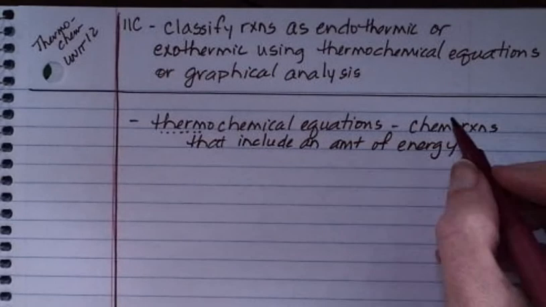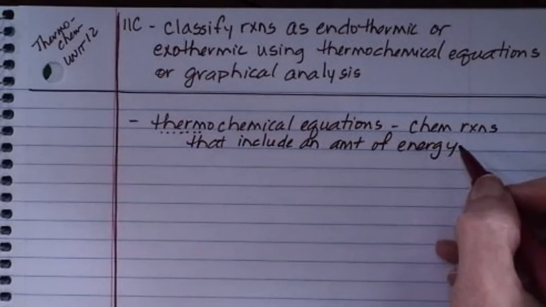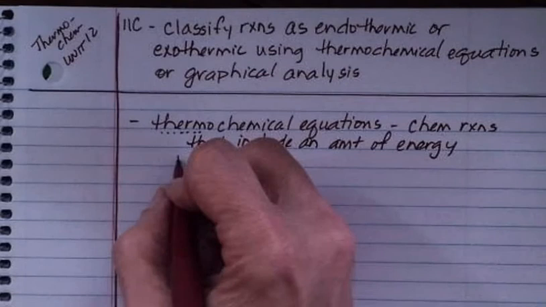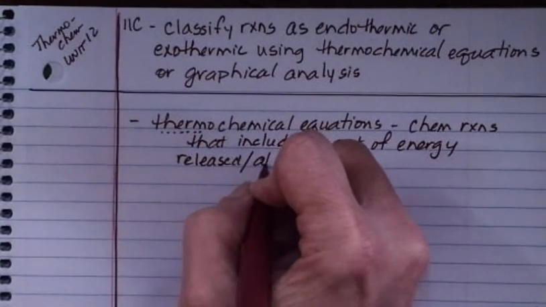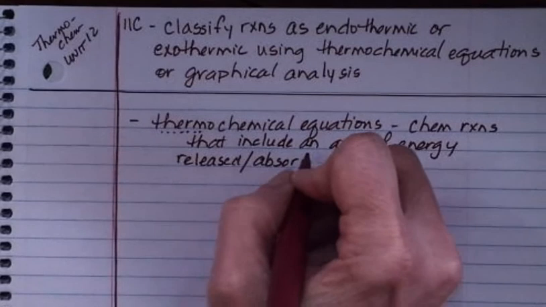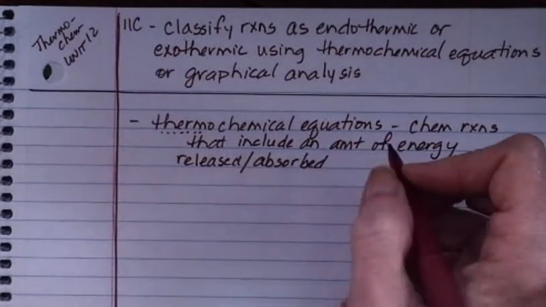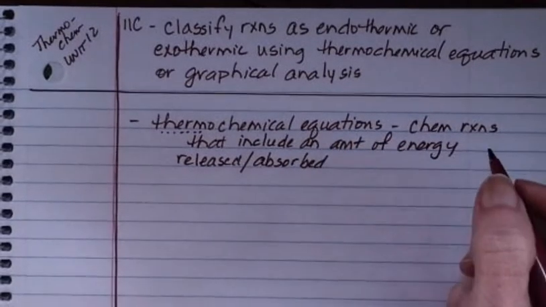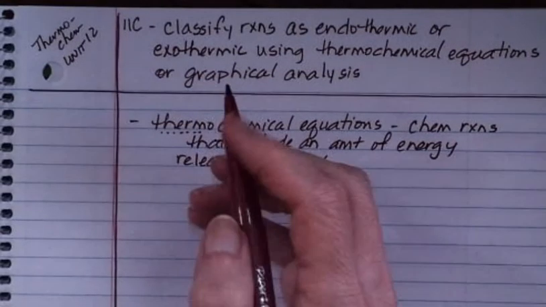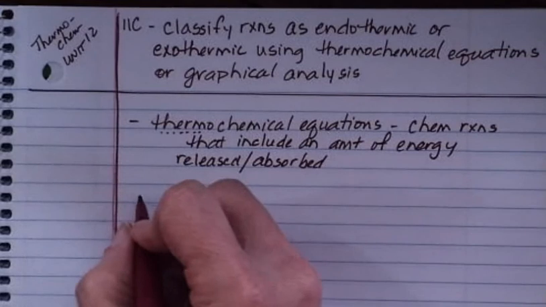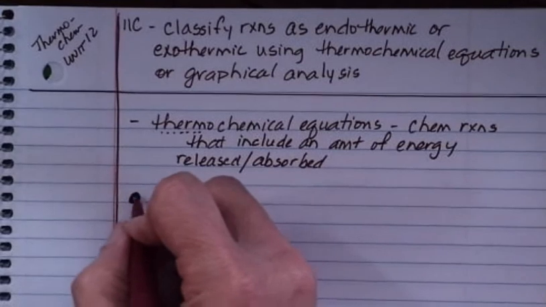So chemical reactions that include the amount of energy released or absorbed. And remember, I'm saying a chemical reaction, but again, it could be melting or boiling or freezing or anything like that. So there are two main types, as we set up here in the T, exothermic and endothermic. And we're going to draw some graphs, so I'm going to bring it right over here. And the first one is exothermic.